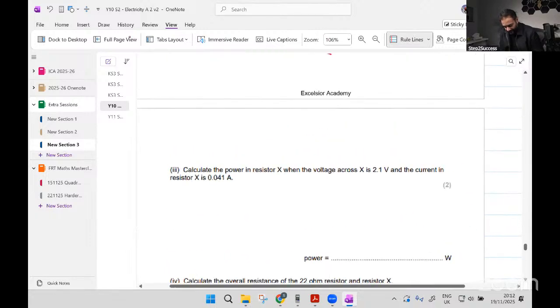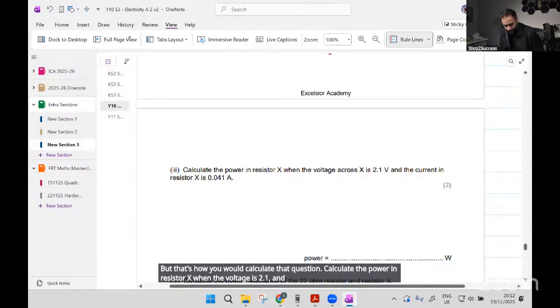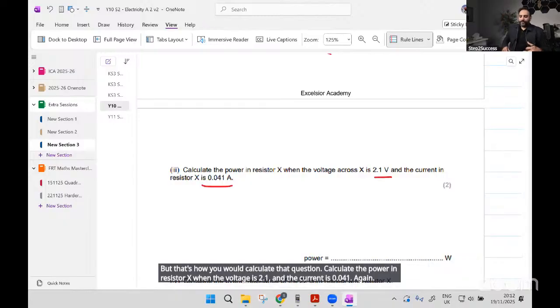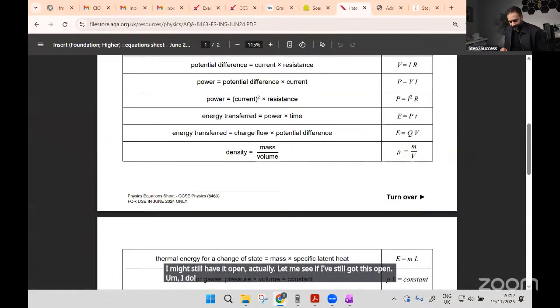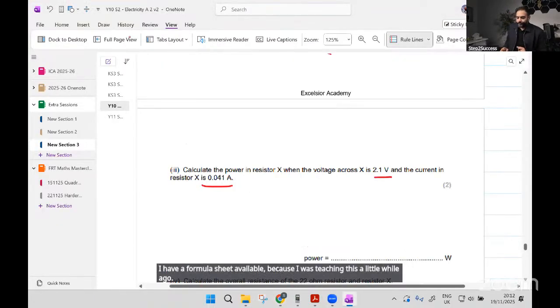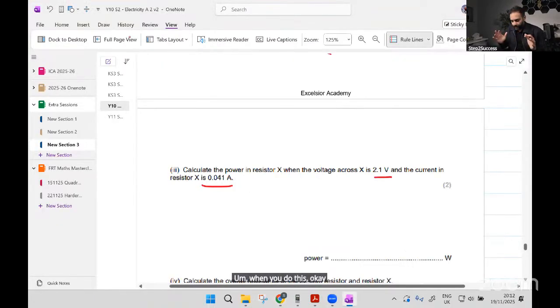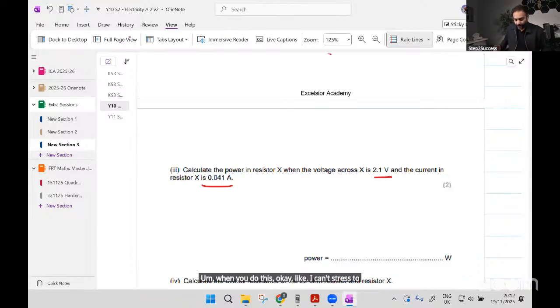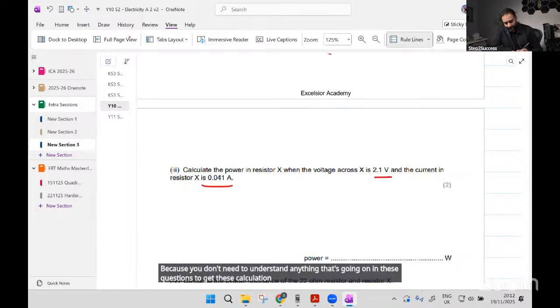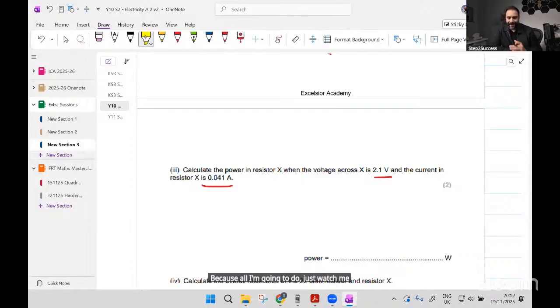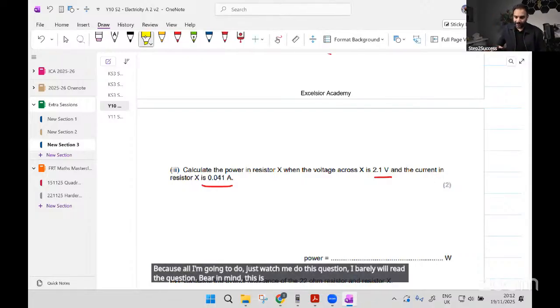Calculate the power in resistor X when the voltage is 2.1 and the current is 0.041. Again, I might still have it open actually. Let me see if I've still got this open. I do. I have a formula sheet available because I was teaching this a little while ago. I can't stress to you how straightforward this stuff is as long as your maths is reasonably okay, because you don't need to understand anything that's going on in these questions to get these calculation questions right. Just watch me do this question. I barely will read the question. Bear in mind, this is the first time I've ever seen this question because I haven't seen these questions at the back of the booklet that much.